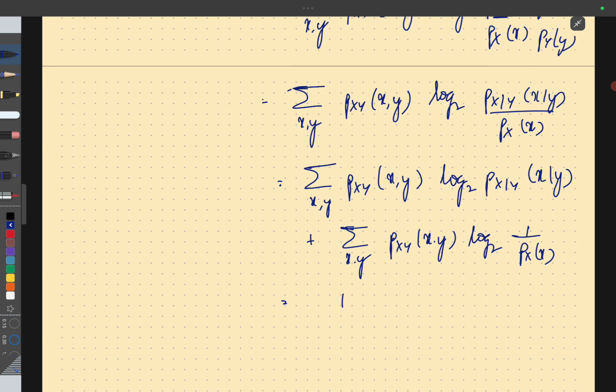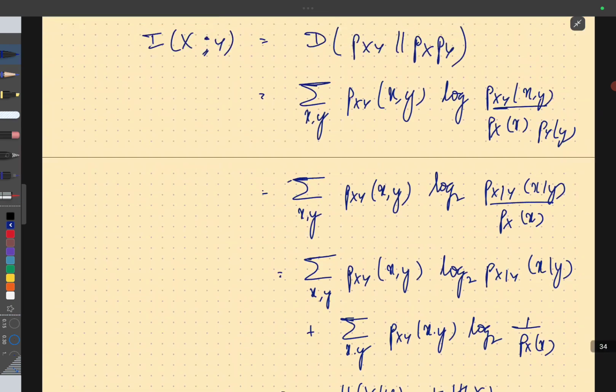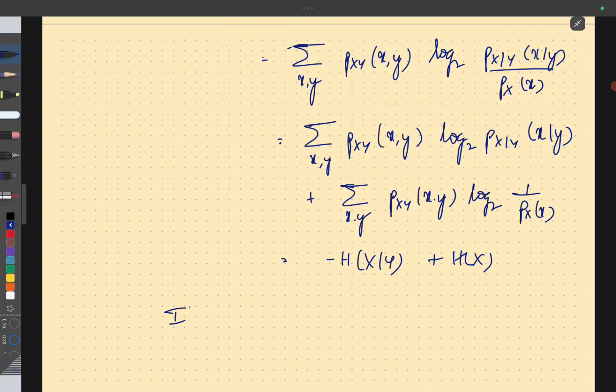What is the first term equal to? This is just the negative of H(x given y). What is the second term equal to? It's equal to H(x) because I can marginalize y out. I get summation over all x, p_x(x) log 1 over p_x(x). So this is nothing but plus H(x). So the mutual information is equal to H(x) minus H(x given y).